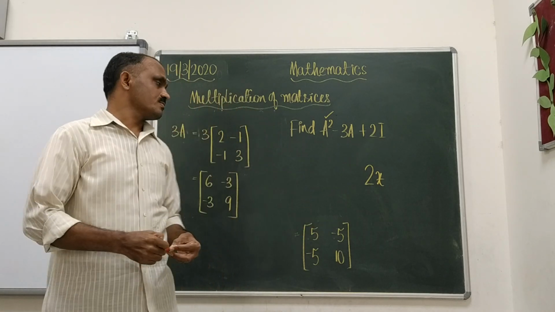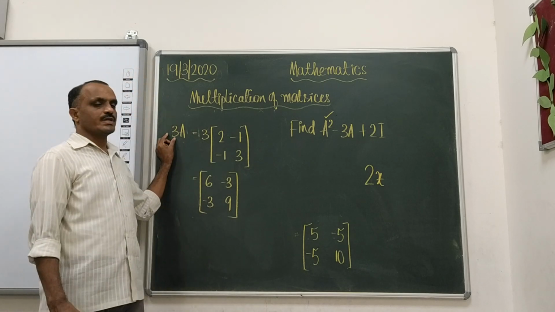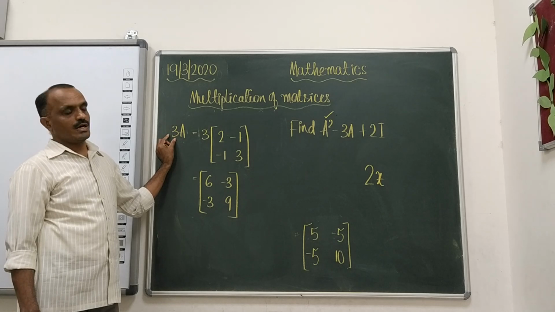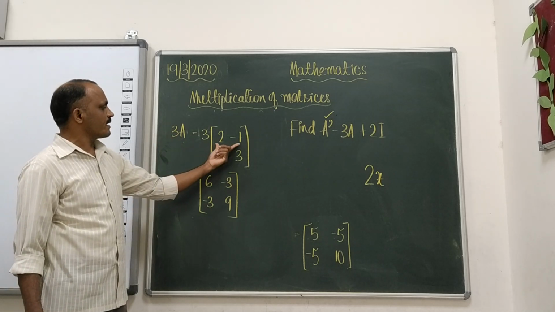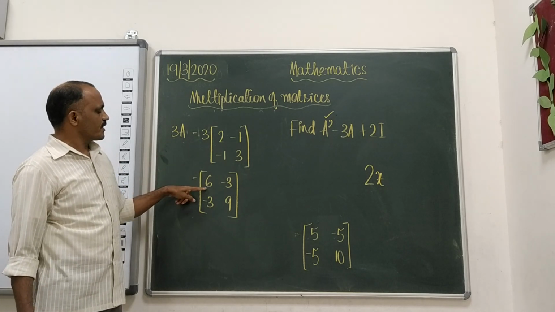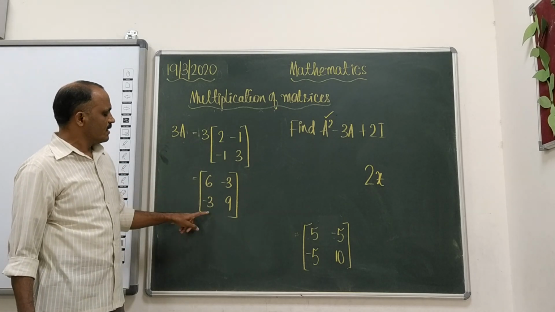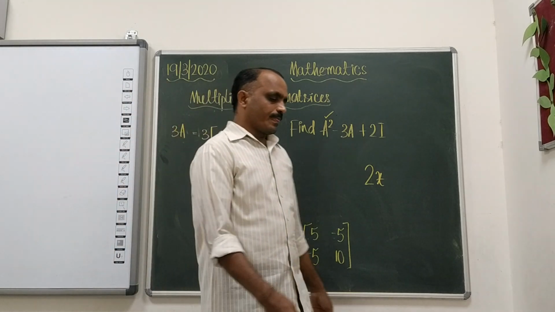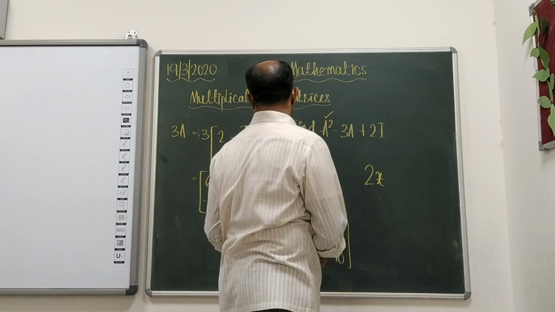So this is what we call scalar multiplication. Scalar multiplication means whatever coefficient is given here, we call it a scalar, and each element of the matrix is multiplied with that number. So 3A we are going to get as 6, minus 3, then minus 3 and 9. Then here they are given 2I.